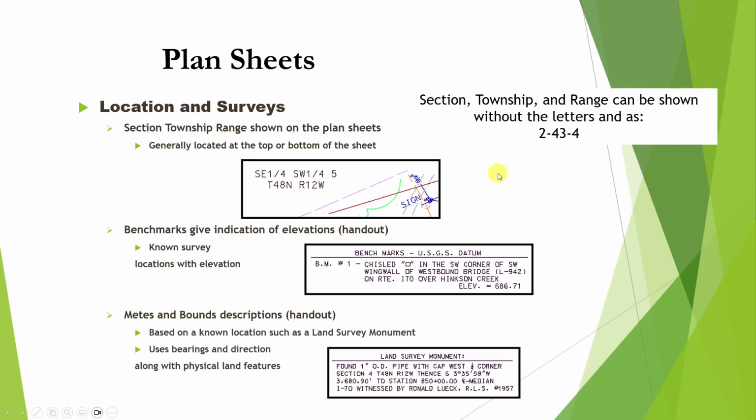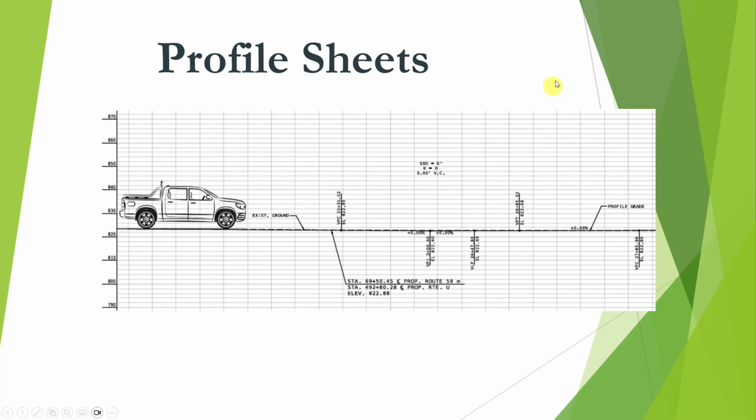Now another thing that I try to hammer home, usually you should see section, township, and range look similar to this, where you have the T48 north or the range R12 west or W. But sometimes you'll see them like this. In the older plans you'll see a 243.4, and it's like, okay, so that's your section, township, and range. And that concludes our plan sheets.